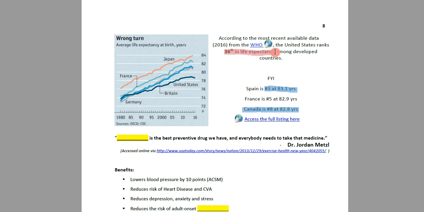So even though we are a very advanced, developed country, and we have a lot of scientific research, third most populated country, with all of that, we are still relatively low in life expectancy. What do we have, though, in terms of prevention? What do you think is the best preventative drug we have? And everybody needs to take that medicine. That would be exercise.